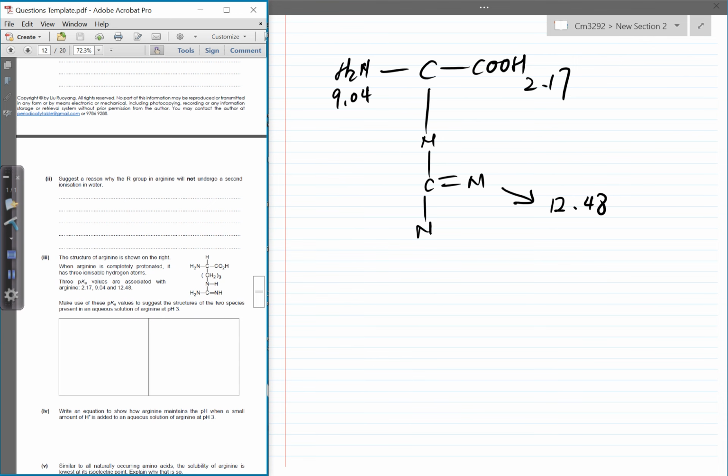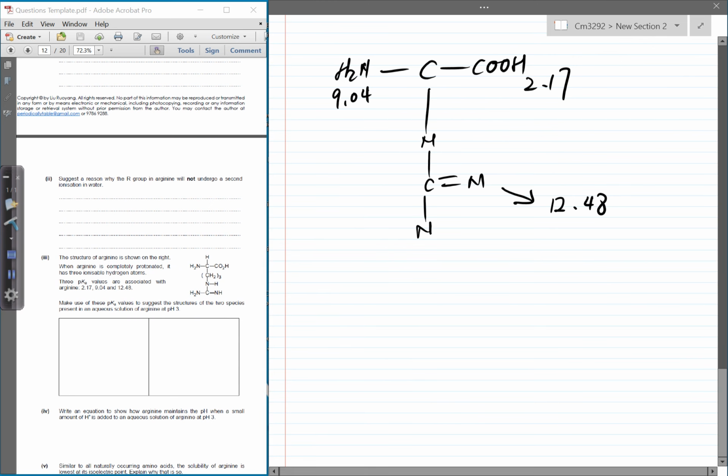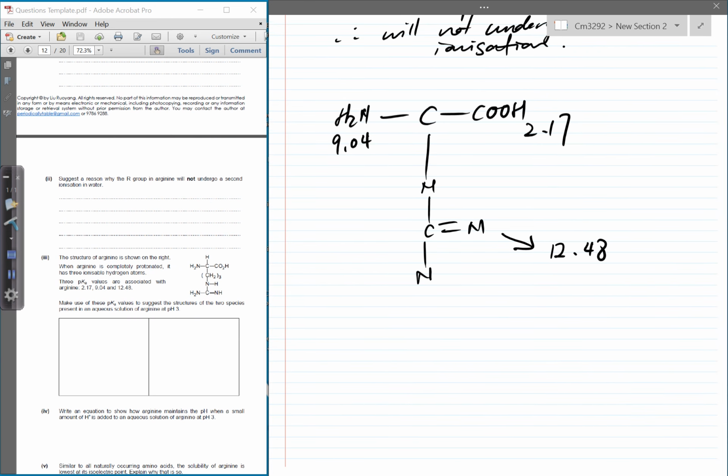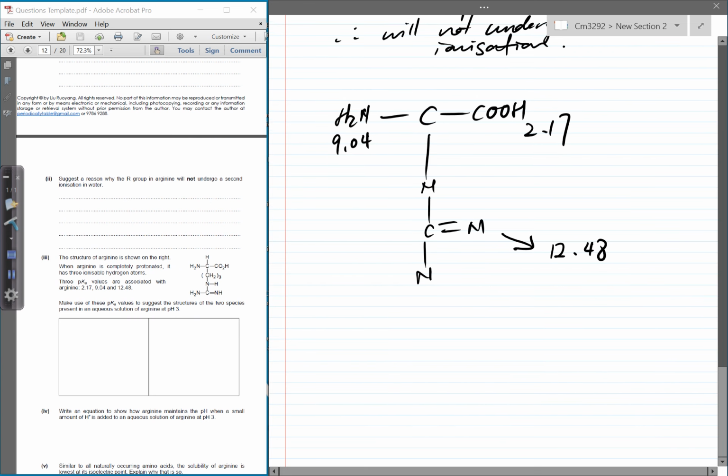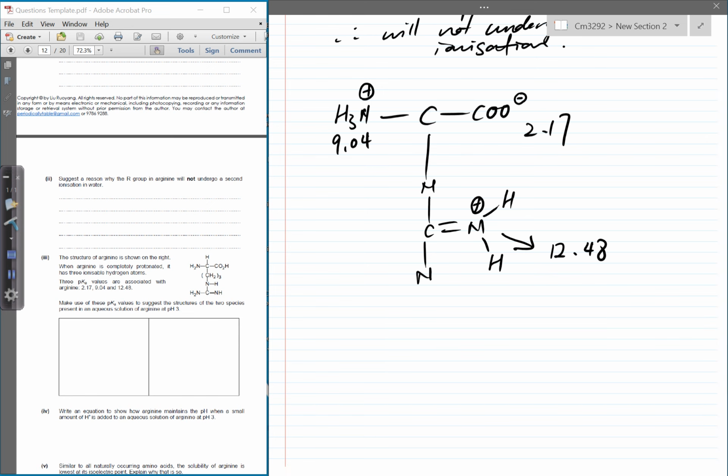So make use of these pK values to suggest the structure of the 2 species present in aqueous solution of arginine at pH 3. Now at pH 3 it is more basic than this COH, so we'll have to deprotonate it. It is more acidic than this, so we have to protonate it, and it is more basic than this, so we have to protonate it as well. So this will be a species present at pH 3. But they want you to suggest the structure of 2 species present in an aqueous solution of arginine at pH 3. So we must definitely change one.